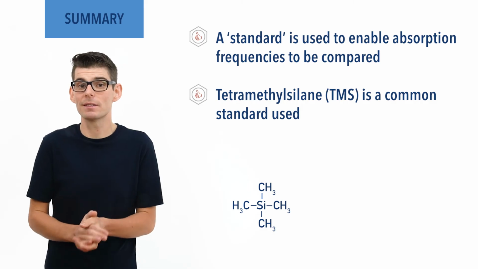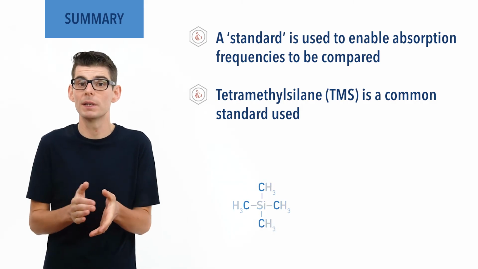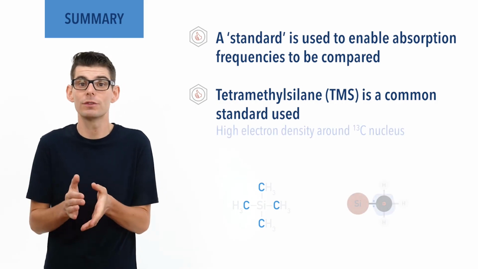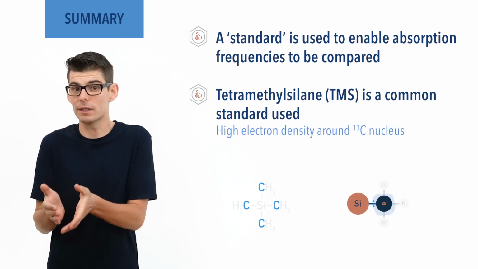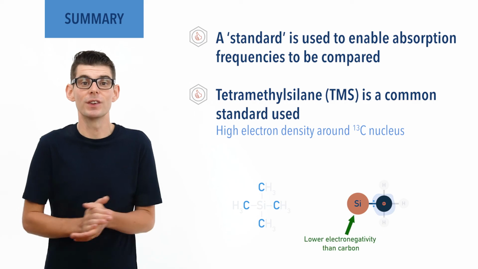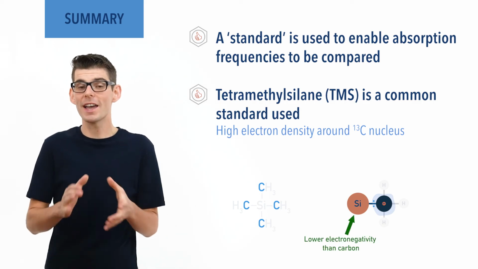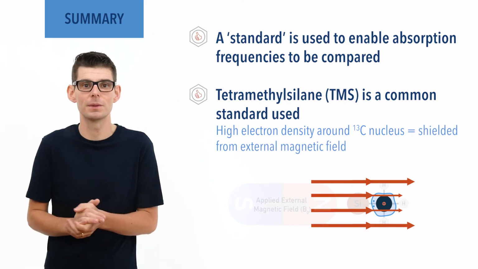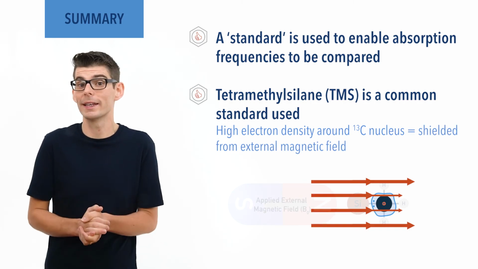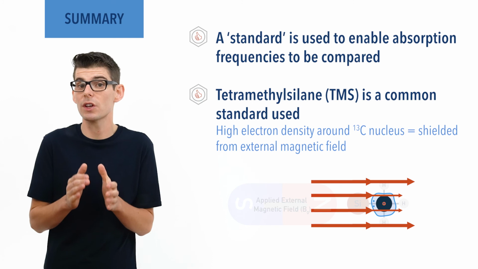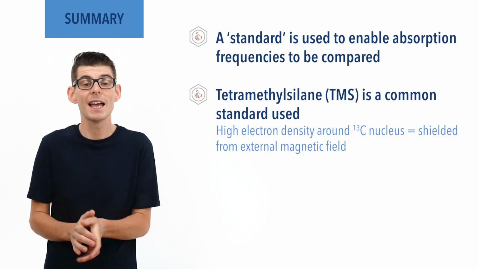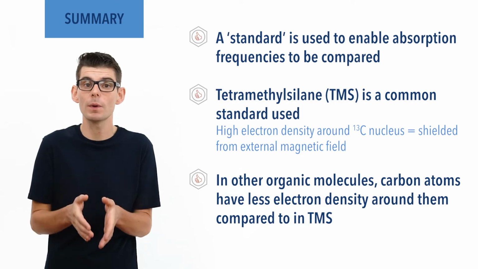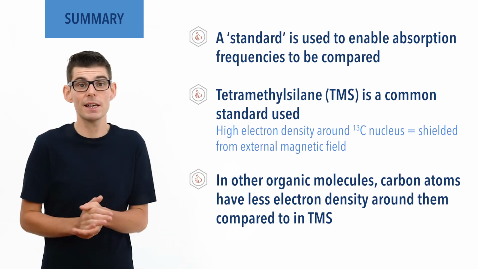In TMS, there is only one unique carbon environment, and all carbon atoms have a relatively high electron density around them, due to silicon's lower electronegativity than carbon. This high electron density shields the nucleus from the external magnetic field. In all other organic molecules, carbon won't have such a high electron density around it, as it is rare for carbon to be bonded to other atoms with a lower electronegativity than itself.